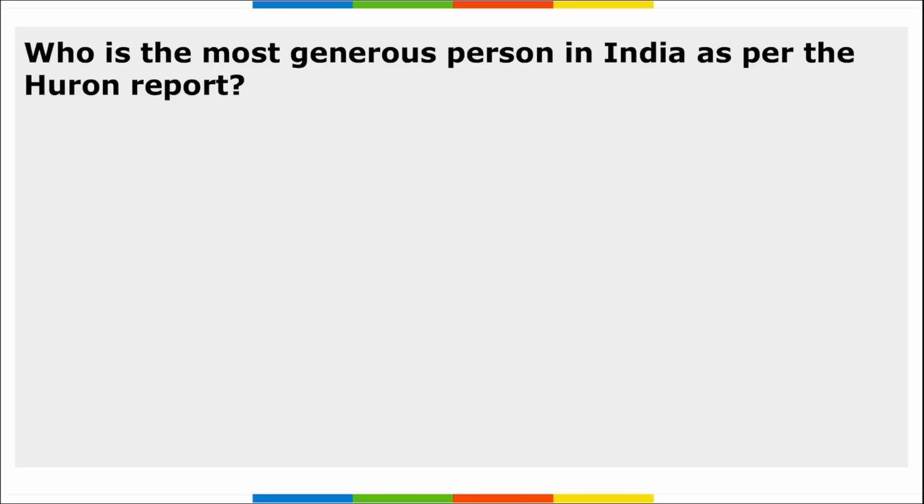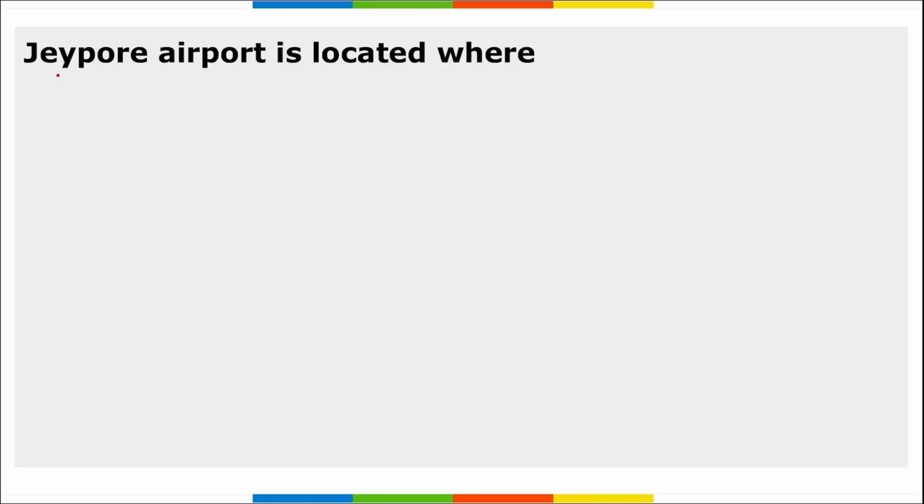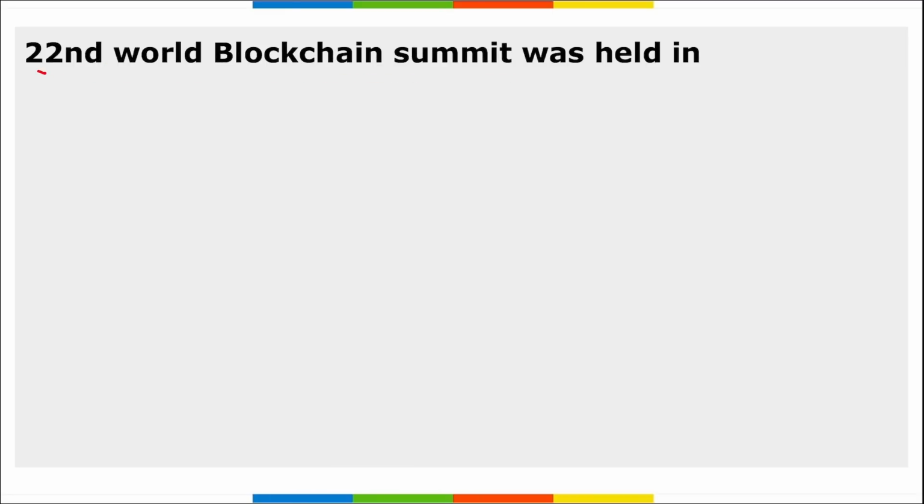Now come to your homework. Who is the most generous person in India as per the Hurun report? Next, Jaipur Airport is located at what location? And third, 22nd World Blockchain Summit was held in which location? So these are your three homework questions.